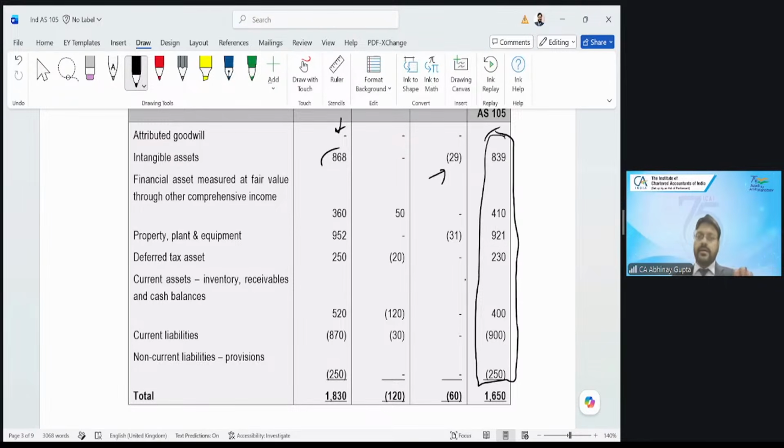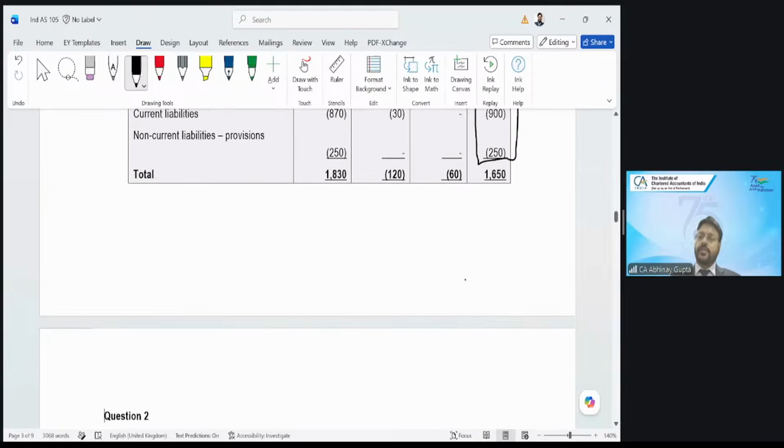So that is, again, the second learning. Whatever loss we have, we are recognizing. We are not recognizing any gain, but if there is a loss, we would be recognizing it, and that loss will be adjusted against the non-current assets only among all the assets, right? On the pro rata basis of their carrying amount.